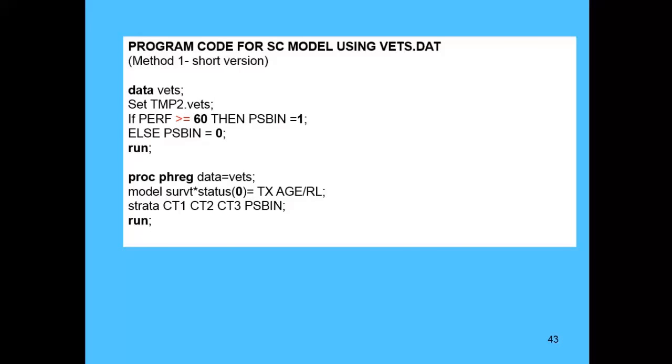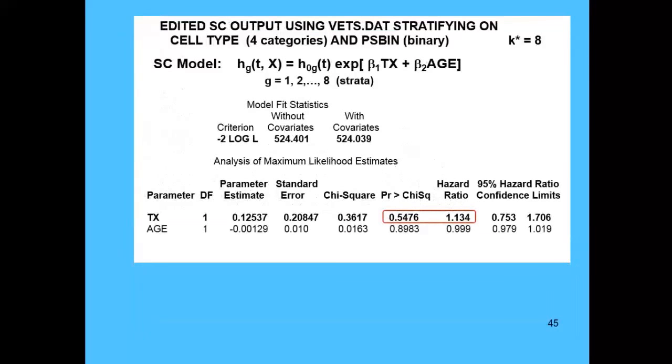Okay. So if you do that, this is what you get. This is the code, and this is the output you get when you run this model. Now you notice that you get all this stuff, but look down at the bottom, TX and age. Why did I put TX in bold? Because that's your exposure variable.